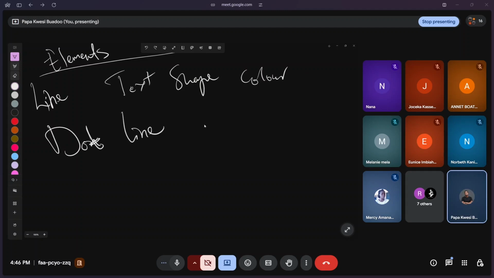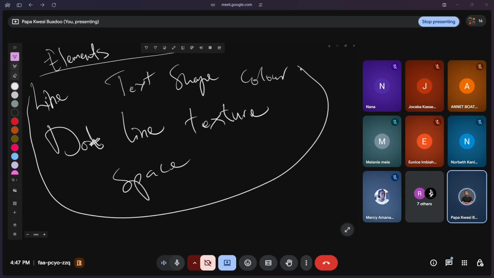Line, texture, then space. So all these I've mentioned are what we call elements of design. All these come together to form a design. So a design must have at least 3 or 4 of these elements.